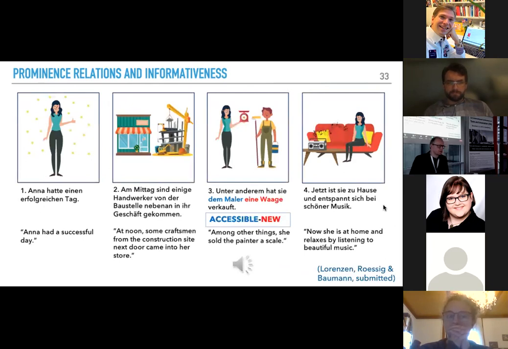So this is an example of the stimuli for our production experiments with picture cards and accompanying sentences. The target sentences, which were always the third one, contain two target words, an indirect object followed by a direct object. And these were either new or accessible in the discourse context. Accessible objects were cued through the context provided by the second sentence and the picture. Here, for example, we have a construction site, and this activates the painter. At least that's the idea.